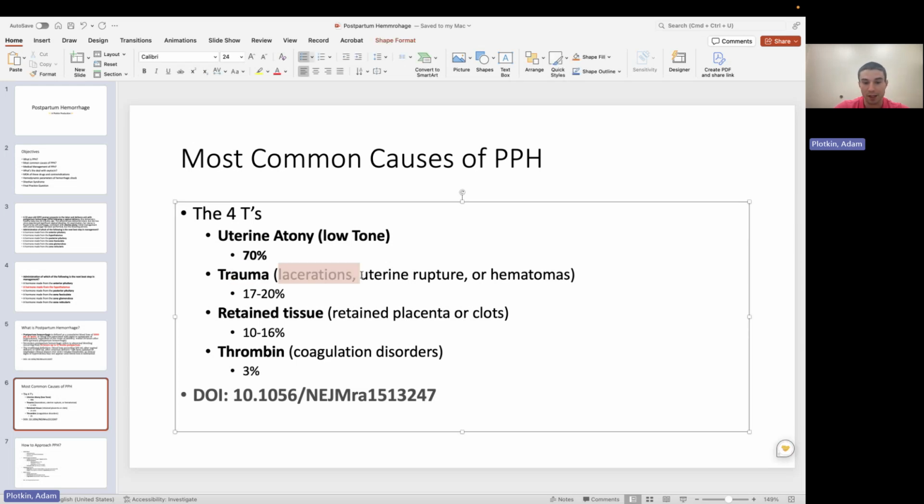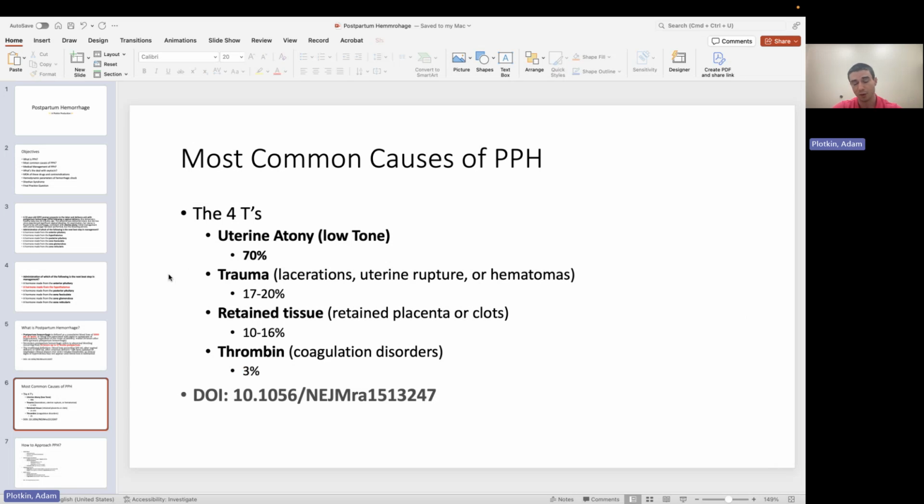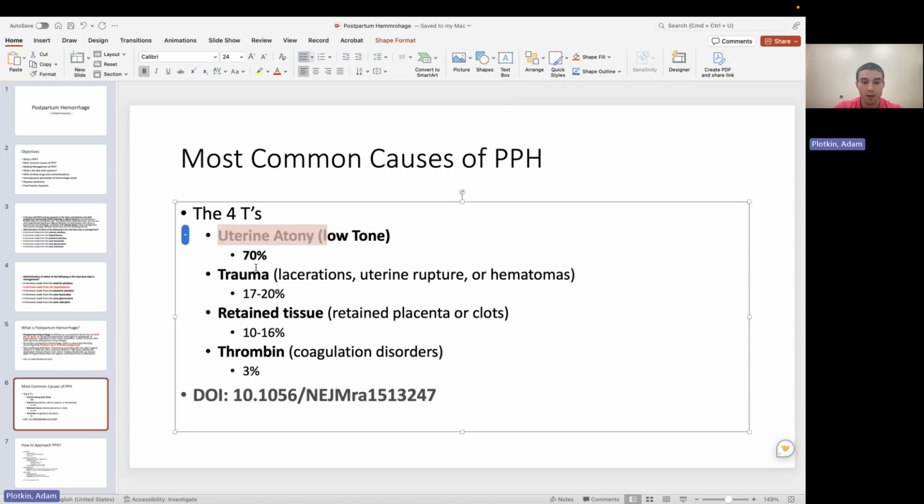There's trauma, so lacerations, uterine rupture, hematomas. This is about 20% of patients. There's retained tissue, like retained placenta or clots, 10 to 16%, and thrombin, so certain coagulation disorders. That's only about 3%. So again, the 4 major causes of postpartum hemorrhage are the 4 T's: uterine atony, trauma, retained tissue, and thrombin. Again, uterine atony is going to be the most common cause, okay?